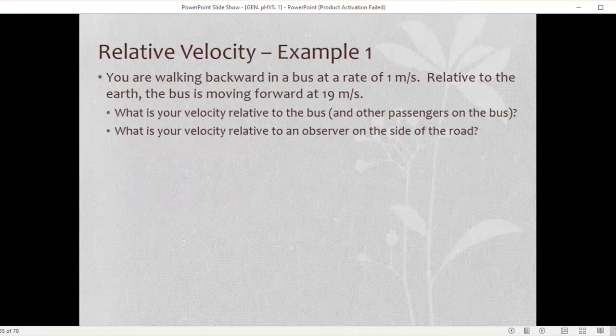Example: you're walking backward in a bus at a rate of 1 meter per second relative to the Earth, but the bus is moving forward at 19 meters per second. What is your velocity relative to the bus and other passengers on the bus? What will your velocity be relative to the bus? Simple.